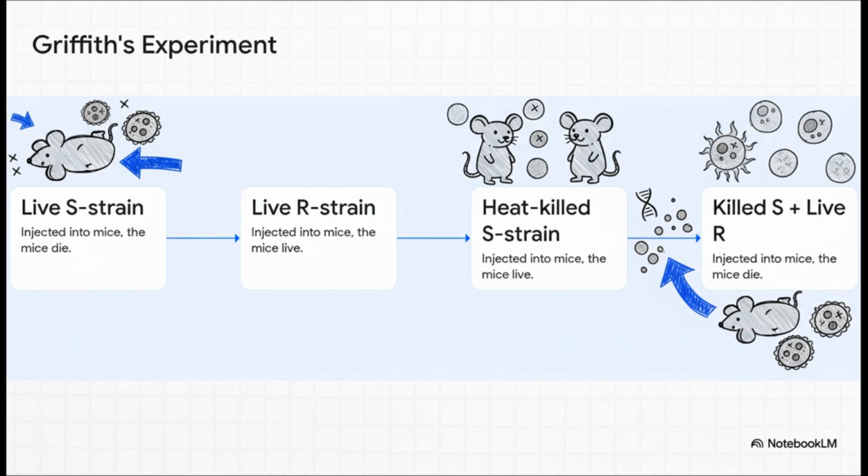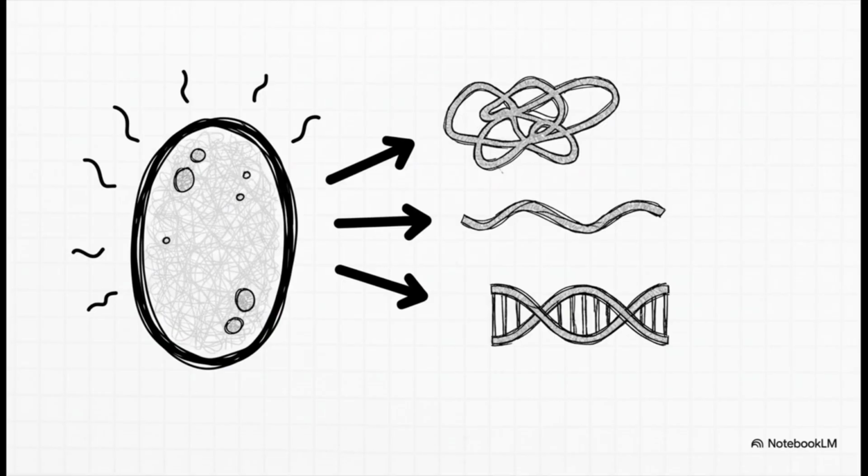But what was it? Well, for the next decade, a whole team led by Oswald Avery worked to pinpoint exactly what that principle was. They basically set out to identify the mystery molecule. They took the heat-killed S strain bacteria and painstakingly purified all the different biochemicals from it, the proteins, the RNA, and the DNA, to find the culprit.